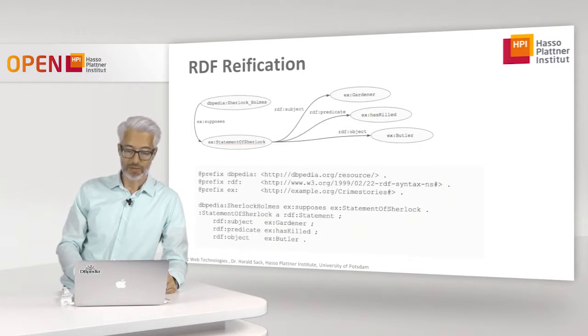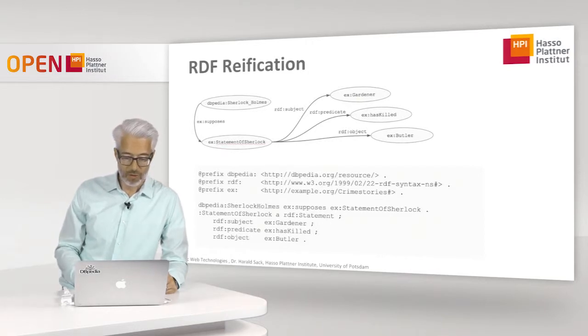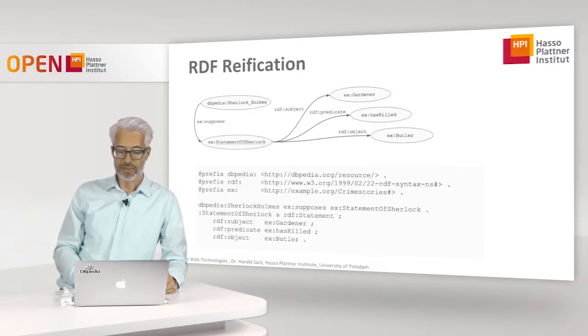So you see here, usually you use RDF type. We have here again the abbreviation A, which simply stands for RDF type. So statement of Sherlock is an RDF statement. And this statement, of course, has a subject, a predicate, and an object. The subject is the gardener, the predicate has killed, and the object is the butler. Pretty simple, also here in the Turtle encoding.